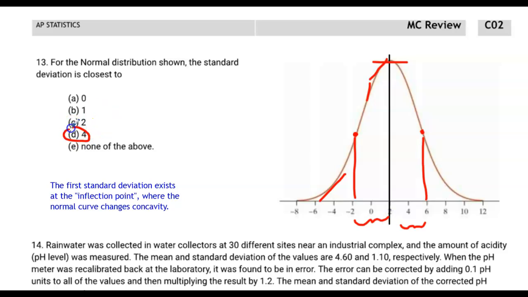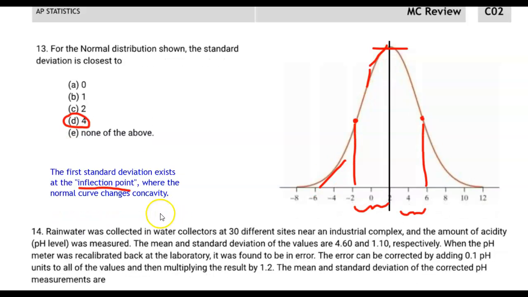Fantastic. Now, I do want to warn you about this. This is not the type of problem that you would probably see on the AP exam, and you probably wouldn't see this on the test either. This is just making sure that students understand that the first standard deviation exists at an inflection point, which is where the normal curve changes concavity. This is a little bit more subjective than the questions typically are, but just be prepared for maybe a definition about concavity change.